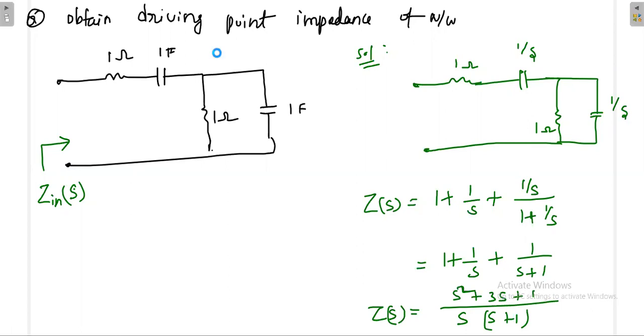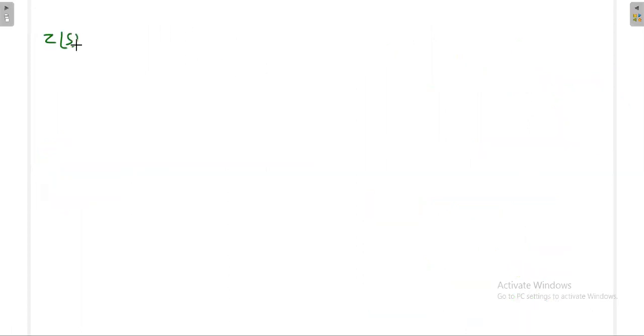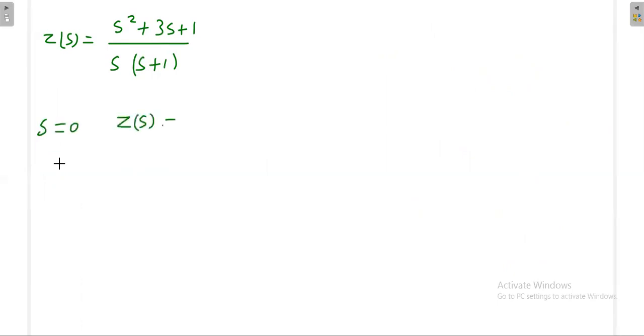Now what is the Z of s value? Z of s is equal to s square plus 3s plus 1 divided by s into s plus 1. Now suppose I put s equal to 0, what will be the Z of s value? Definitely infinite. Or otherwise, if I put s equal to -1, then what is the Z of s value? Definitely that is infinite. Because I am putting s equal to 0 or s equal to -1, the function value goes to infinite. That's why these particular points are called poles of the transfer function.